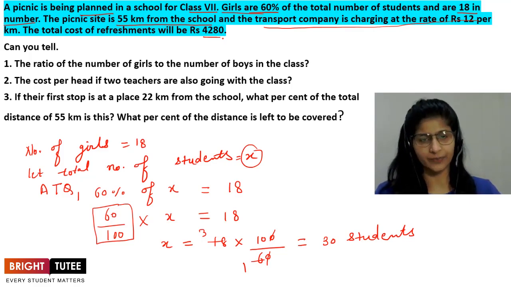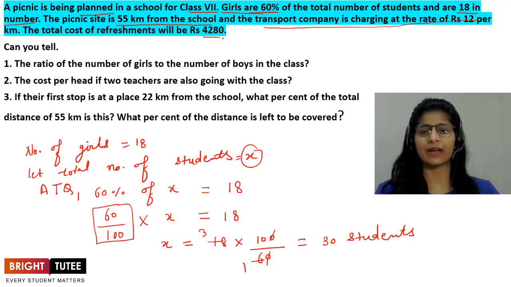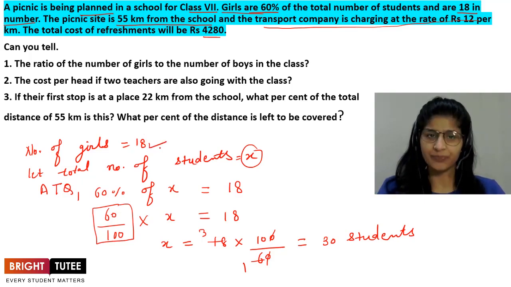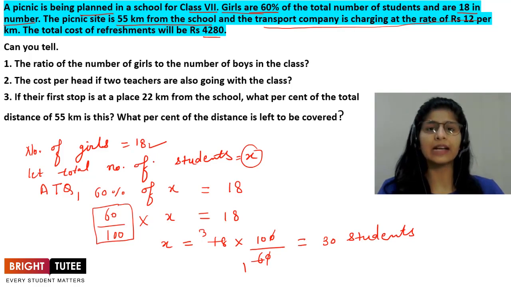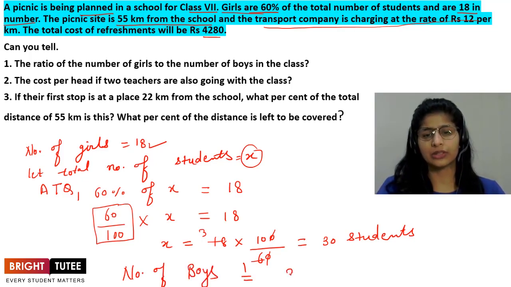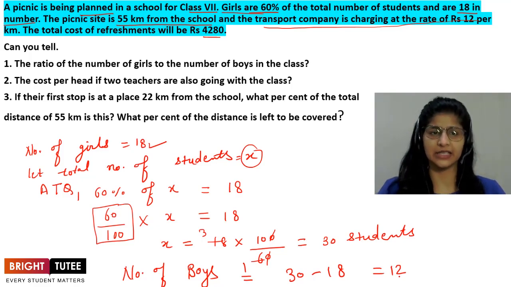Let us see what the question is asking. The question says, can you tell the ratio of the number of girls to the number of boys in the class? We have calculated the total number of students as 30 and we know the number of girls is 18, so the rest, 40% of the students, are boys. The number of boys equals 30 minus 18, that gives us 12. So 12 boys and 18 girls. The number of girls we have to write first and then the number of boys. The order is really important in a ratio.